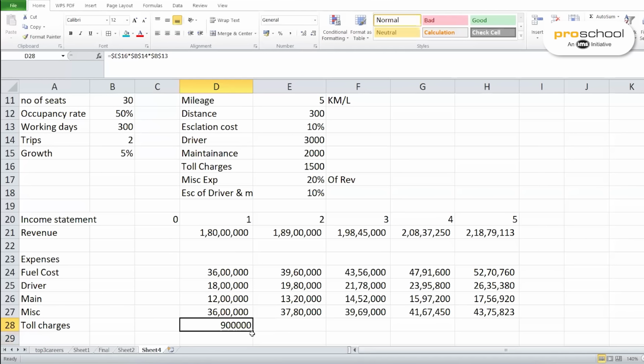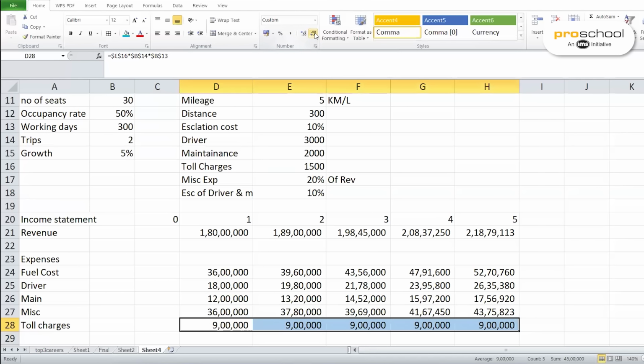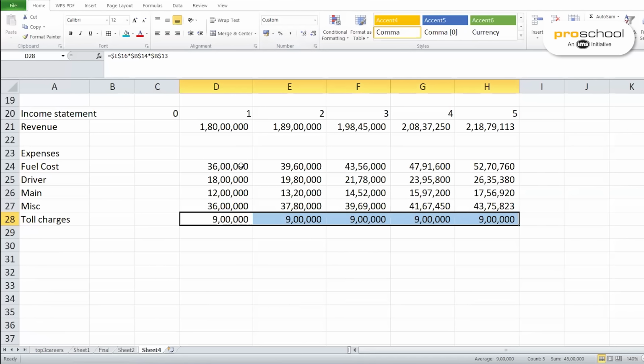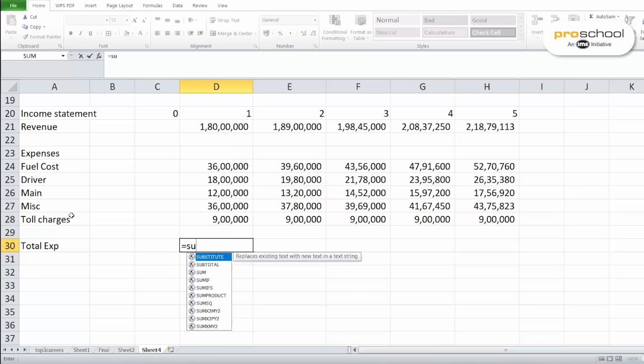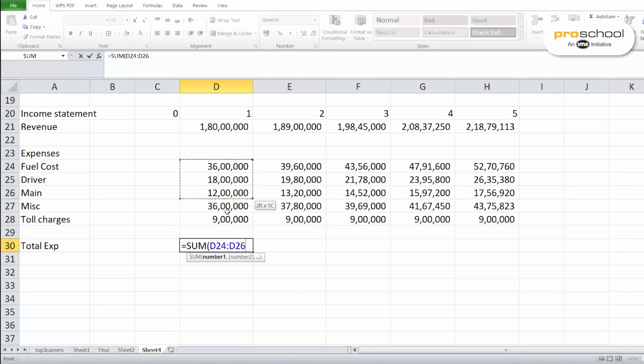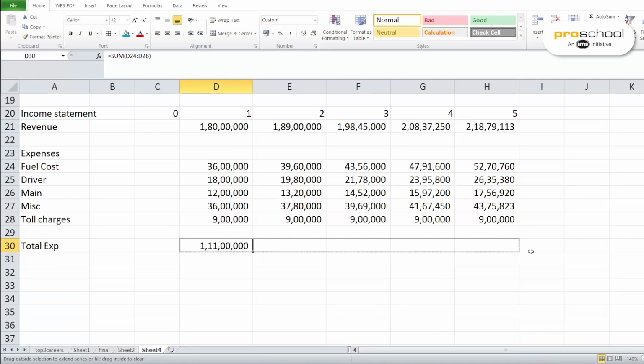And now see the magic of Excel. When you are dragging it, it is not changing. Why? Because we have freezed all the cells. So this small basics of Excel are very important to build a financial model. Now we have calculated all the expenses. So here we can calculate our total expenses or total cost, right? Simple. Use the formula of sum and add all the expenses over here and simply drag it.